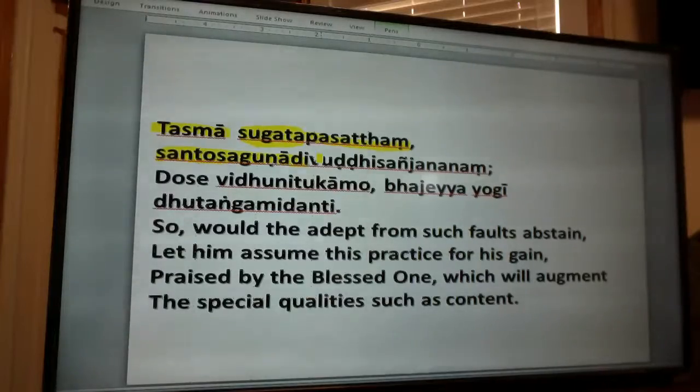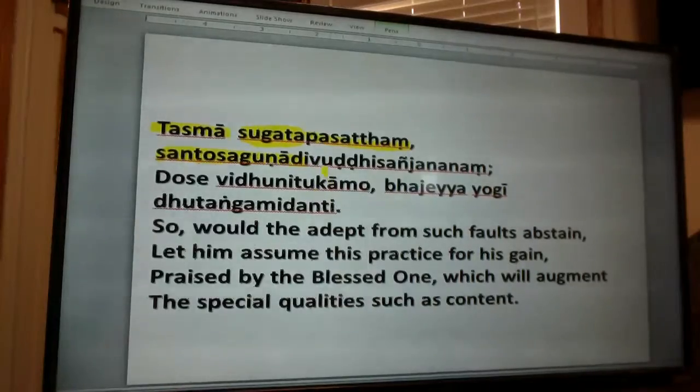There are three kinds of santosa. In the same sutta, the Buddha mentioned three kinds: what we have, what we get, and what is suitable. What we get, we are content. What we have, we are content. What is suitable, we are content. We need nothing extra or better, we never expect that kind of thing.